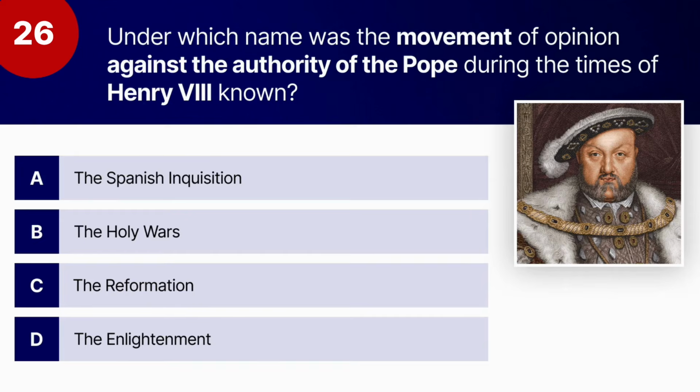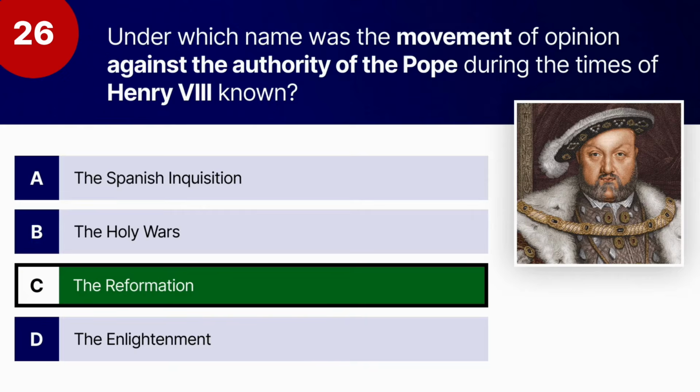Under which name was the movement of opinion against the authority of the Pope during the times of Henry VIII known? A. The Spanish Inquisition. B. The Holy Wars. C. The Reformation. D. The Enlightenment. The answer is C. The Reformation.